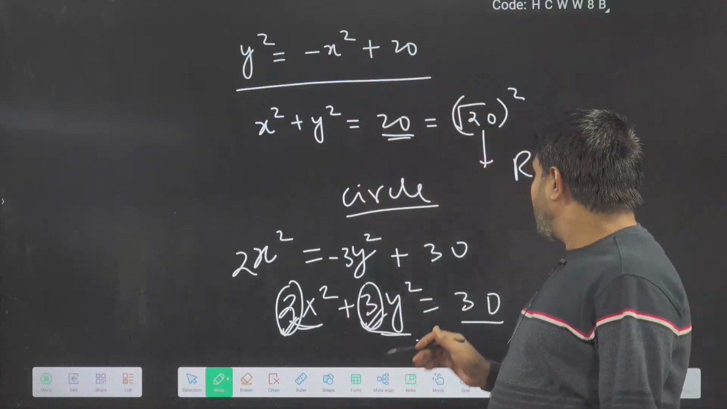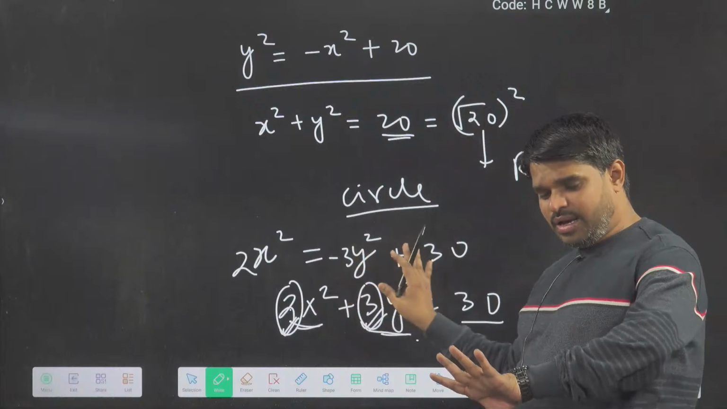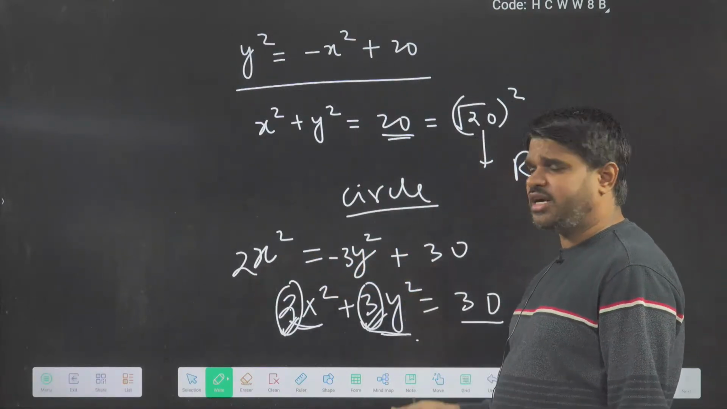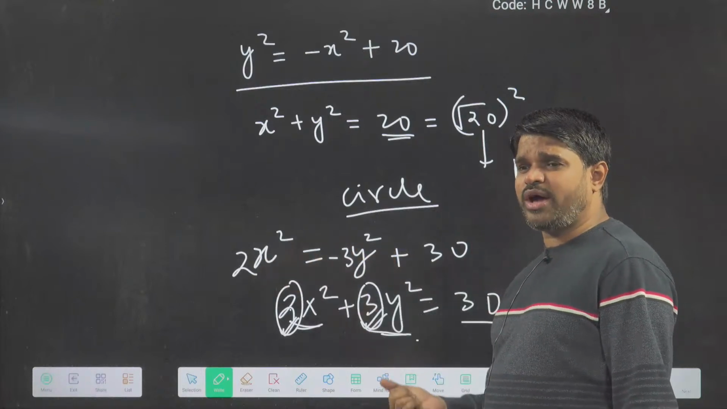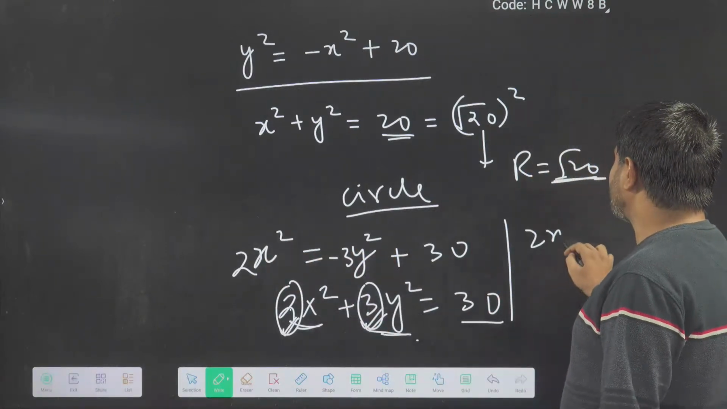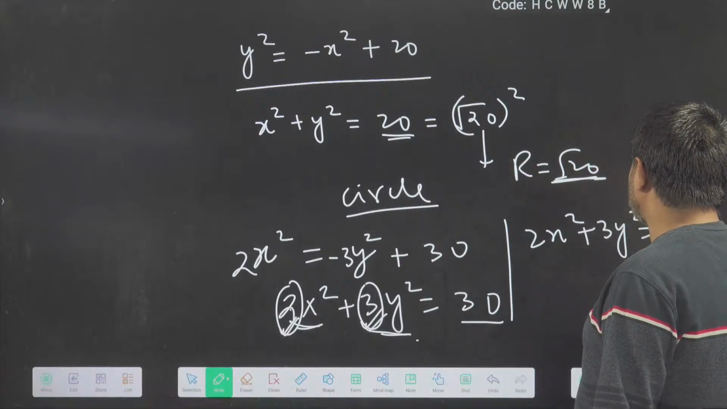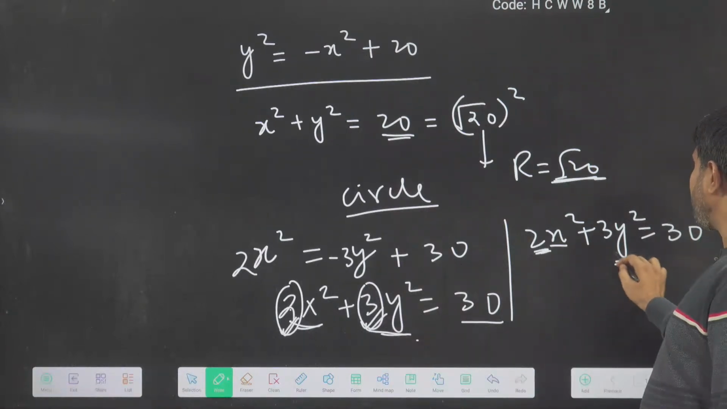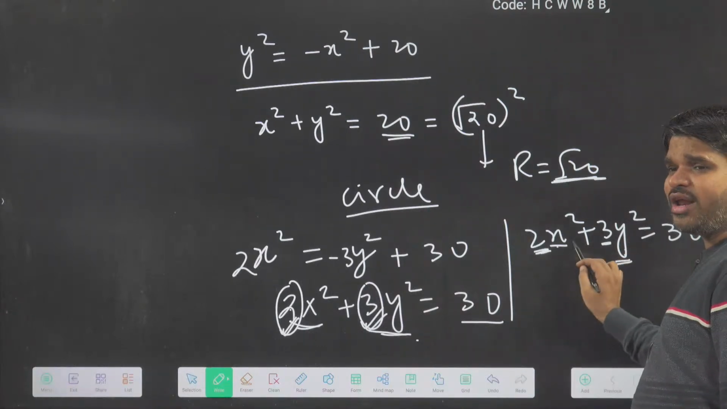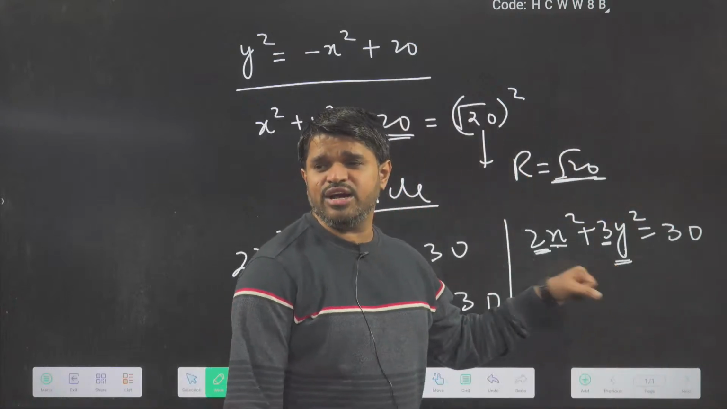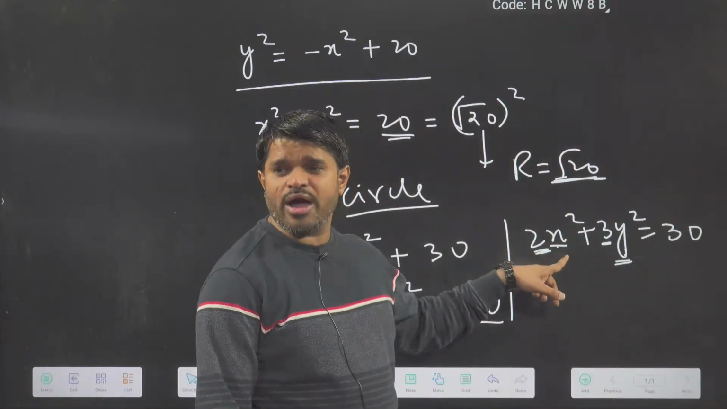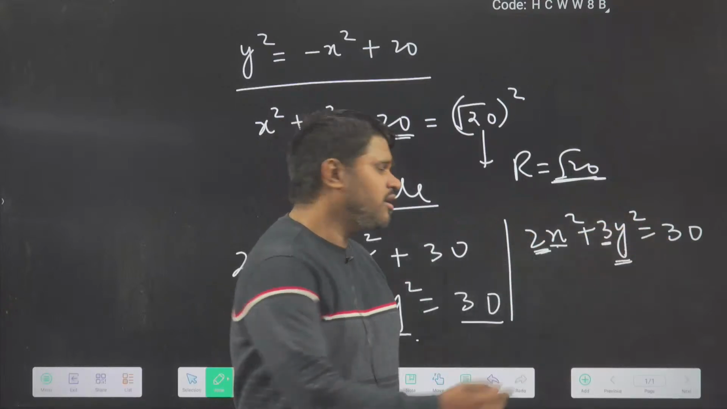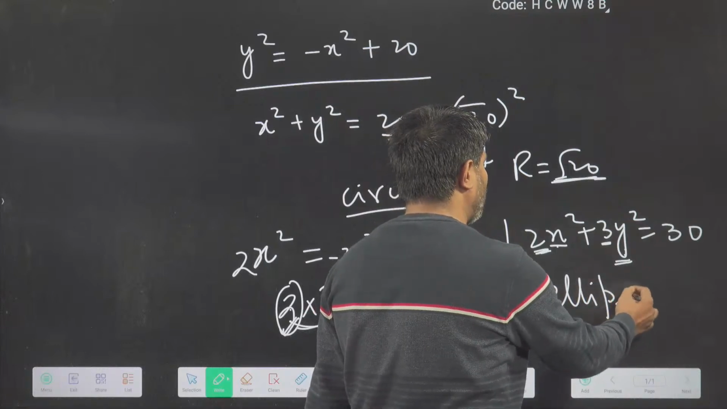Again, one last time I am telling you, I gave you 2x square equals minus 3y square plus 30. I am sending minus 3y square here. I got 2x square plus 3y square equals 30. Here the coefficient of x square is 2, and the coefficient of y square is 3. They have different coefficients. So when you have this kind of equation, something into x square, something else into y squared, if the coefficients of x and y are different, then the figure is an ellipse. We just need to know the name.